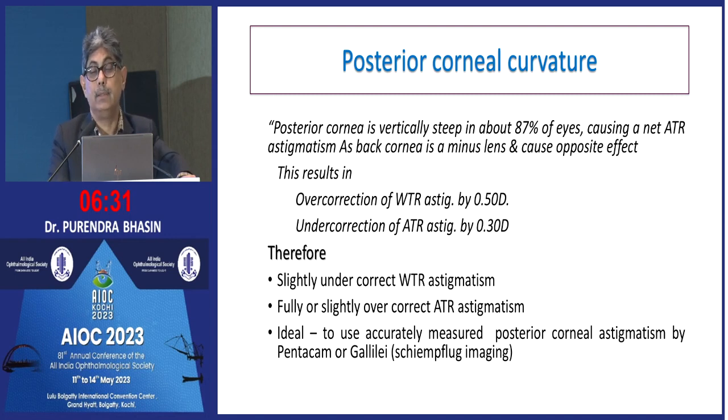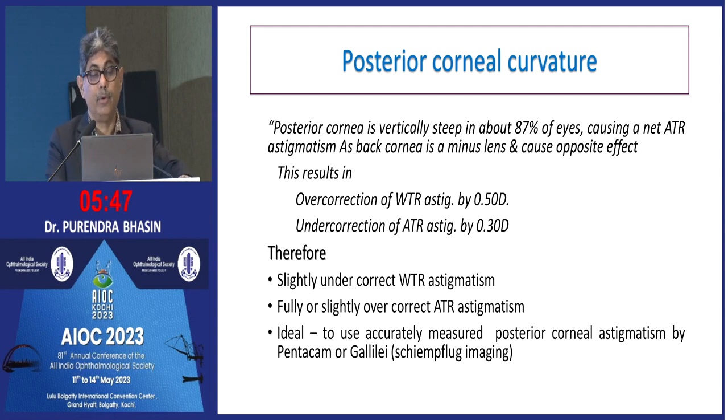Coming to the posterior corneal curvature, the posterior cornea is vertically steep in about 87% of the eyes. This causes a net against-the-rule astigmatism, as the back cornea is a concave or minus lens and causes the opposite effect. This results in an overcorrection of with-the-rule astigmatism by 0.5 diopter and undercorrection of against-the-rule astigmatism by 0.3 diopter. So one should keep in mind that we should slightly undercorrect the with-the-rule astigmatism and overcorrect the against-the-rule astigmatism by 0.3 diopters or so, and undercorrect by 0.5 diopters of the with-the-rule astigmatism.